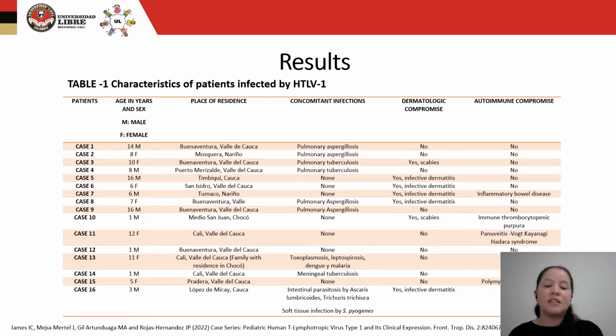There were 2 patients that had concomitant infections, one with toxoplasmosis, leptospirosis, dengue, and malaria, and a second patient with intestinal parasitosis and soft tissue infection by Streptococcus pyogenes. Regarding dermatological compromise, 7 patients presented this finding, 5 of them with infective dermatitis and 2 of them with overinfection by scabies, and 4 patients had autoimmune compromise.